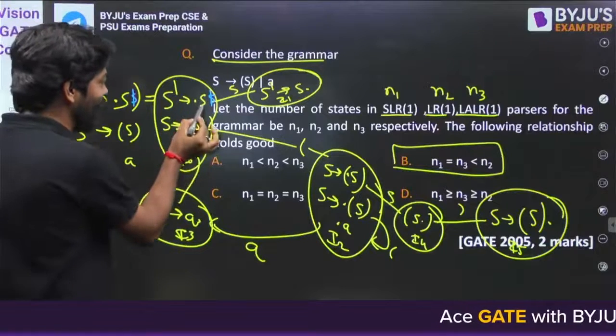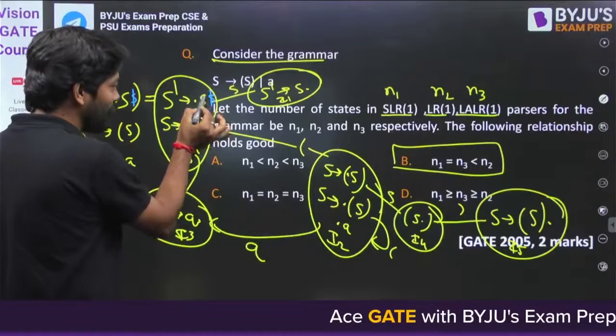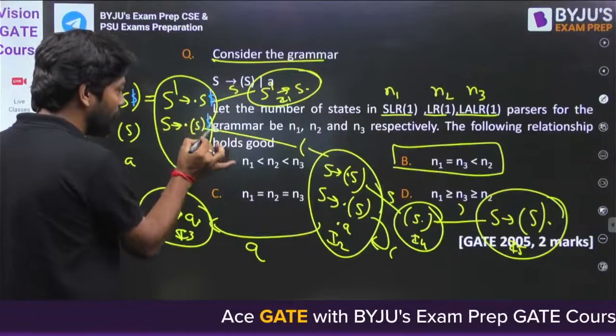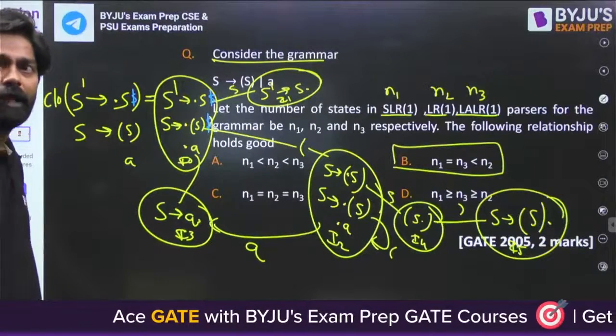Now due to this S, I am adding this production. So after S, whatever is there, find the first of that. So we have what? $. Here we have what? $. Are you getting my point? We have $ here.